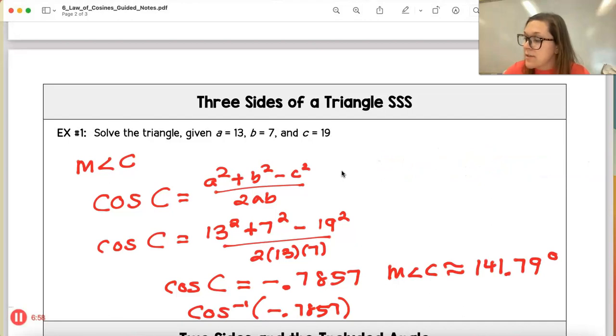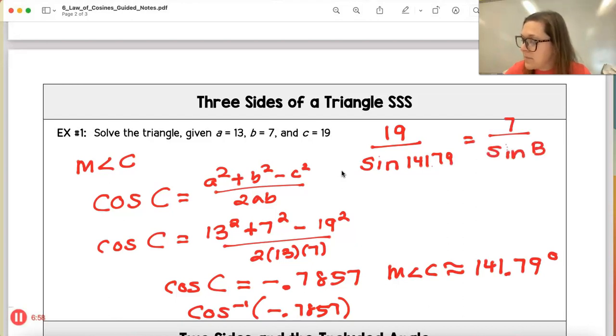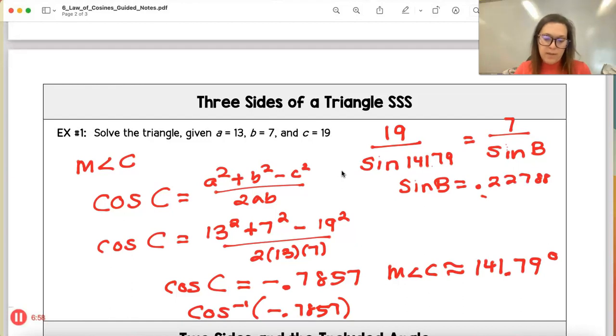So then, once we have that, I can now start solving for my other angles, right? So now I have C, so now I can do law of sines. So 19 over the sine of C, which is 141.79, is equal to, let's go for B, why not? So 7 over the sine of B. So when we solve that out, 7 times the sine of 141.79, divided by 19, tells me that my sine of B should be equal to 0.227885, some change. Do a second sine inverse on that.